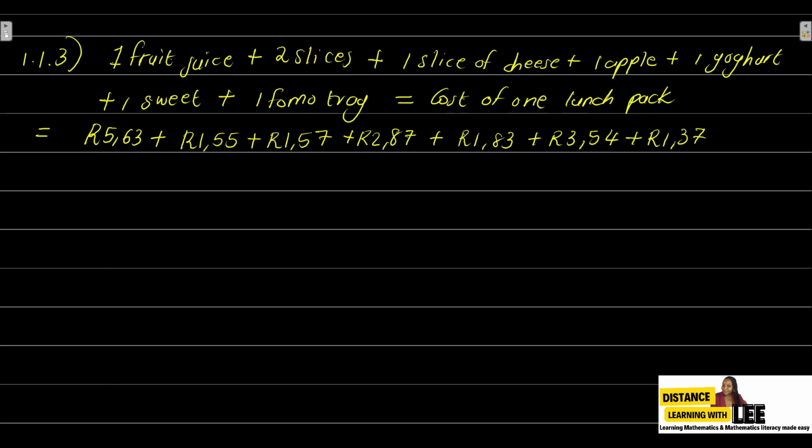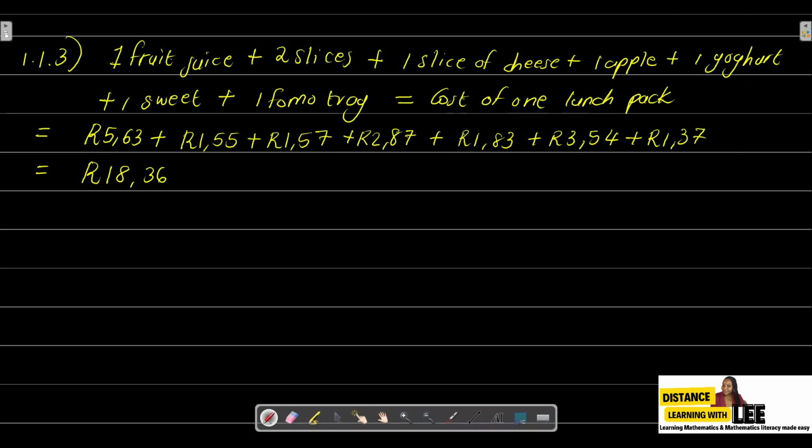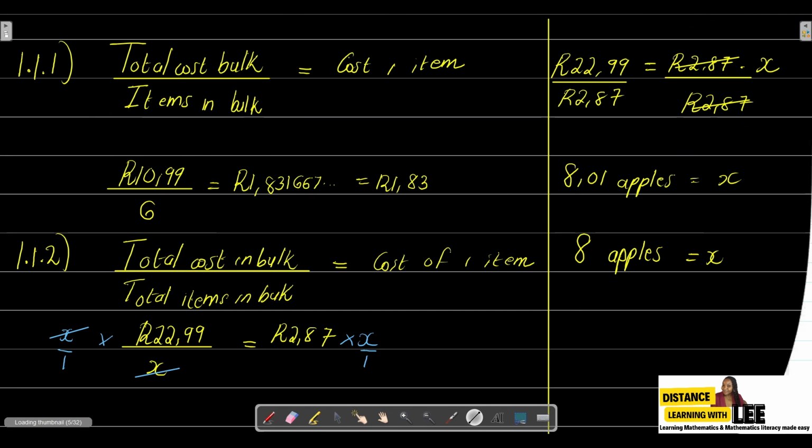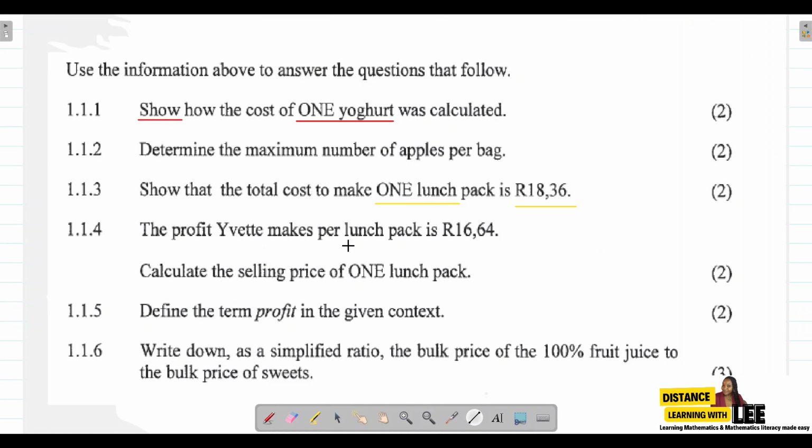If you substitute all those values into your calculator, you'll get that the price to make 1 lunch pack is actually 18 Rand and 36 cents. So that is how they got to their figure: they added all the item costs together to get the total cost to make 1 lunch pack. Next question. The profit Yvette makes per lunch pack is 16 Rand and 64 cents.